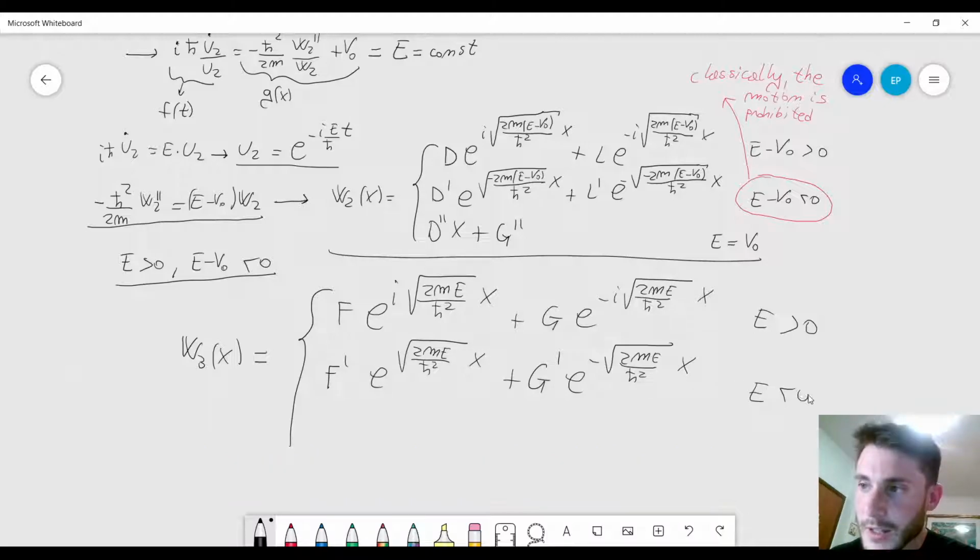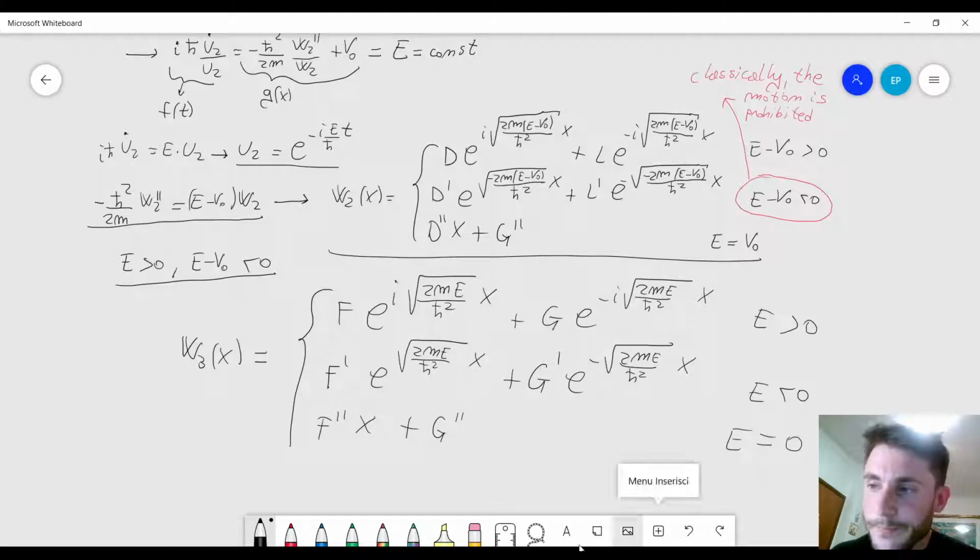And also you can have f double prime times x, so f double prime is just a constant, that's not a derivative, okay? I will call it f double prime just to remind us that we are in the third zone. So I'm using f and g, f prime, g prime, and f double prime here, x plus g double prime here, when the energy is equal to 0.